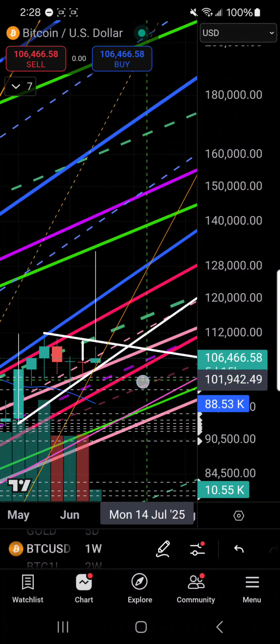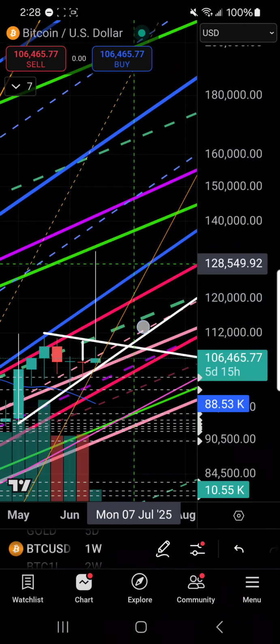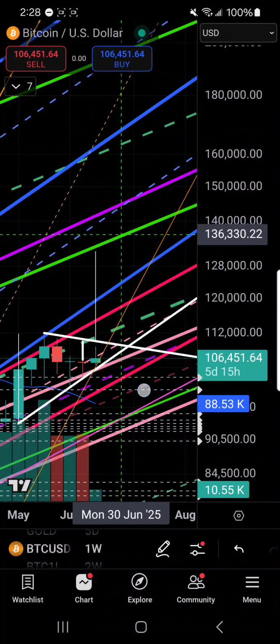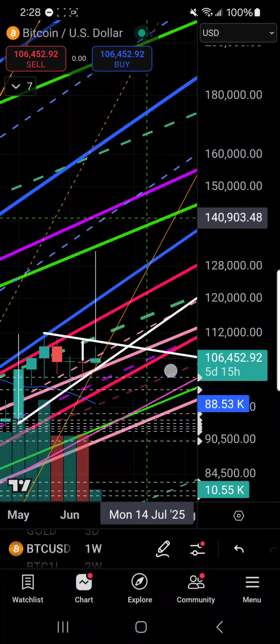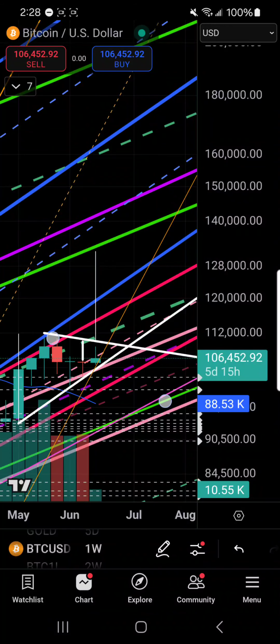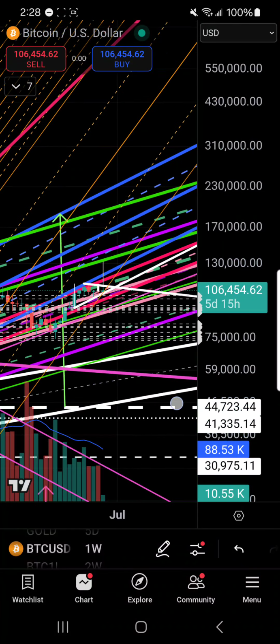And if we did bust out of this triangle here, I believe we could come up to the top of this green channel, the one within which we are now. And that's around $139,000, 140, 139, 138, 136. Anyway, it's up there.